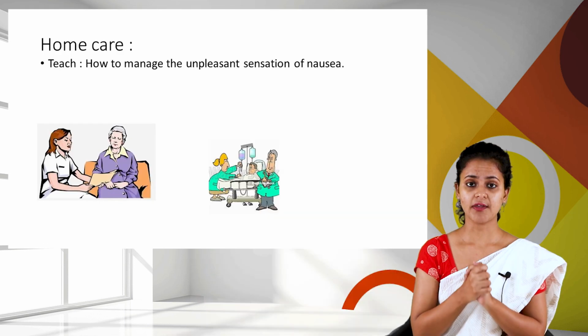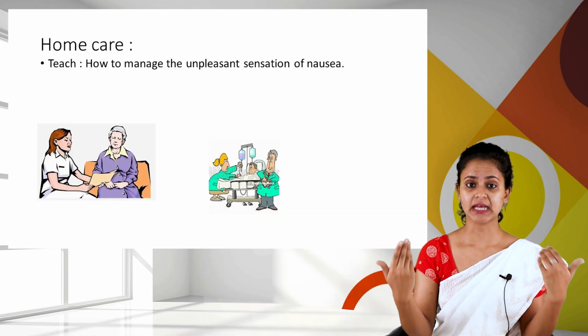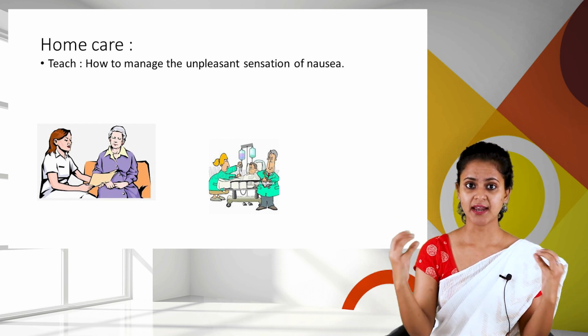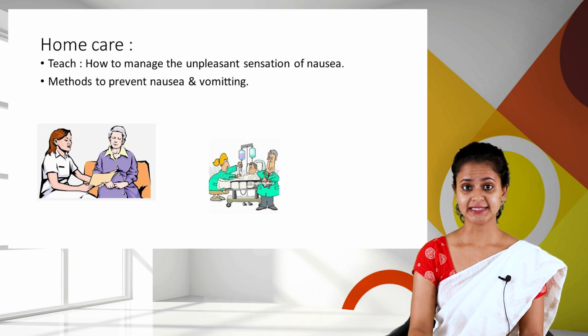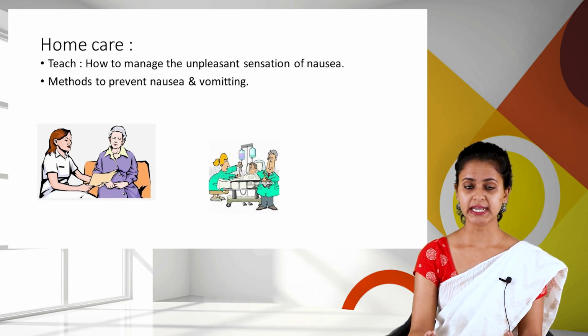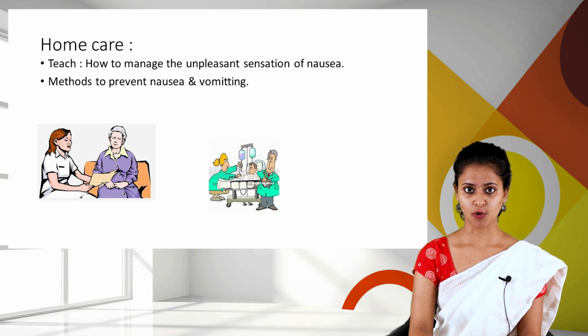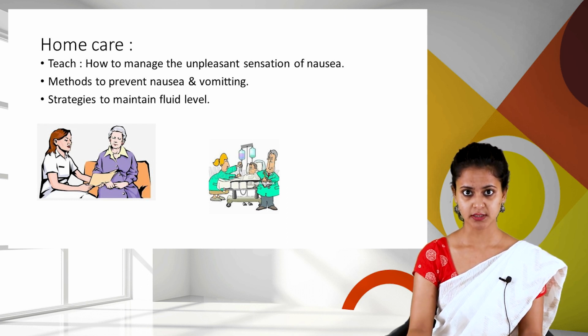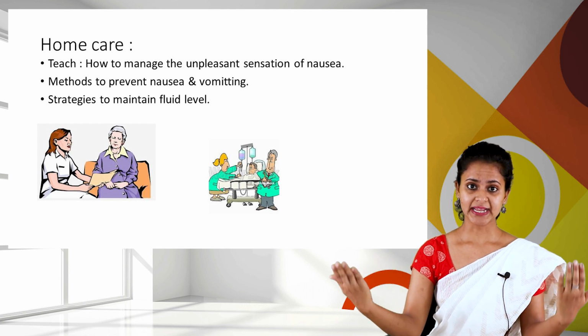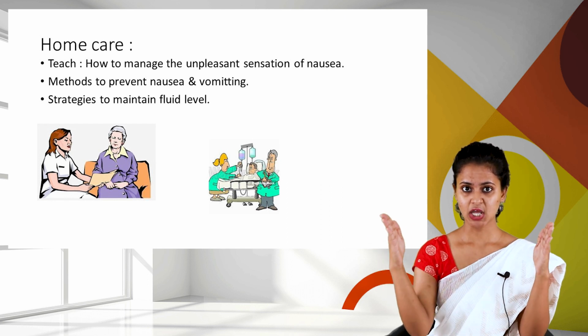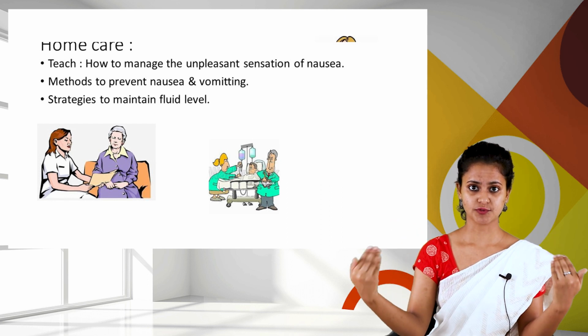Home care teaching should be done by a nurse here. A nurse in a clinical setup will be teaching the client how to manage the unpleasant sensation of nausea and vomiting. The nurse would be identifying the aggravating and alleviating factors for each and every patient, and will be suggesting and educating the patient and the caregiver regarding the methods of prevention of nausea and vomiting individually. The nurse will also be educating the client and their caregiver related to the maintenance of the fluid level while they are having persistent episodes of vomiting.